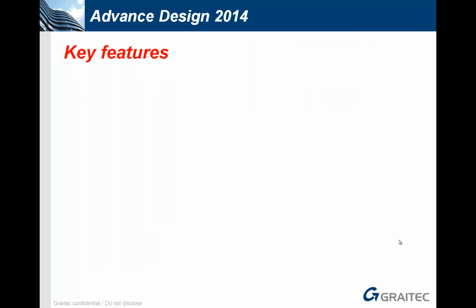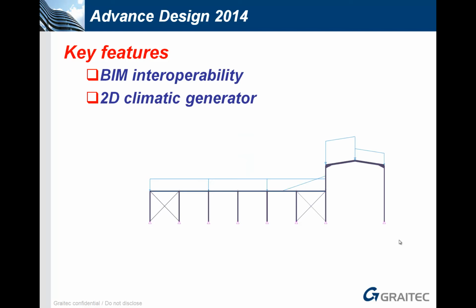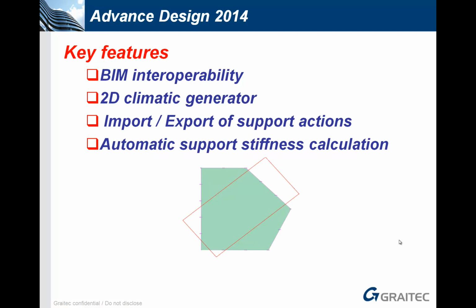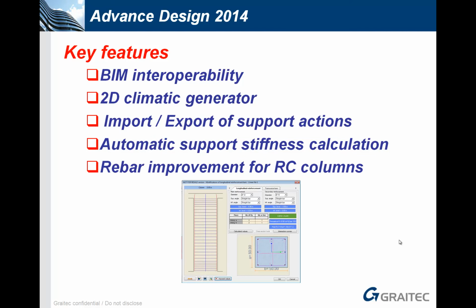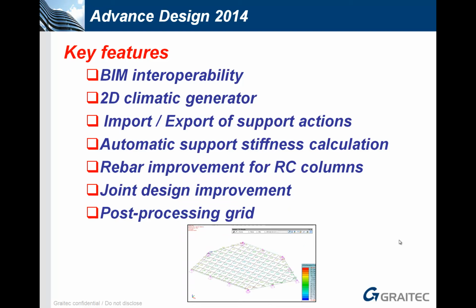So to summarize, the key features of Advanced Design 2014 are improvement on beam exchange, the implementation of a 2D climatic generator, the ability to import-export support actions, the automatic calculation of vertical stiffness, huge improvement on column reinforcement, big improvements on joint design side, and the implementation of a post-processing grid.